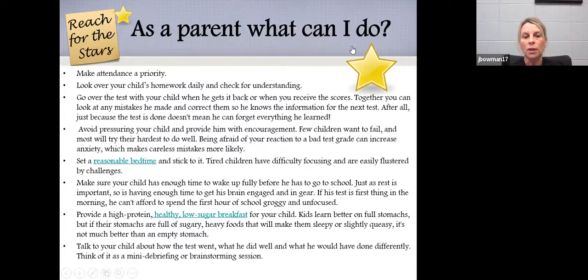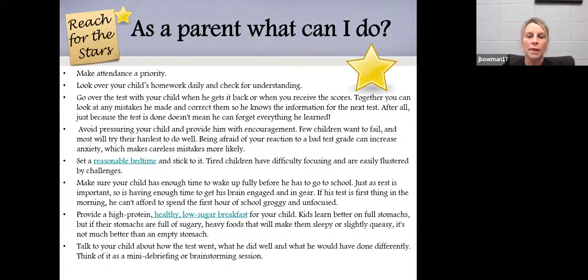As a parent, what can you do? Make sure that attendance is a priority. Look over your child's homework daily and check for understanding. Go over the test with your child when he gets it back or when you receive the scores. Avoid pressuring your child and provide him with encouragement. Few children want to fail, and most will try their hardest to do well.